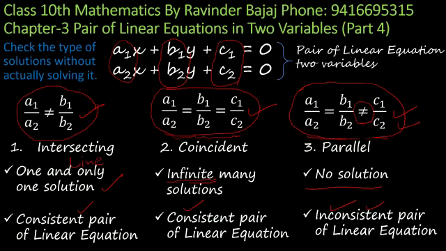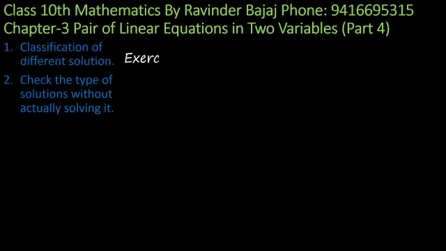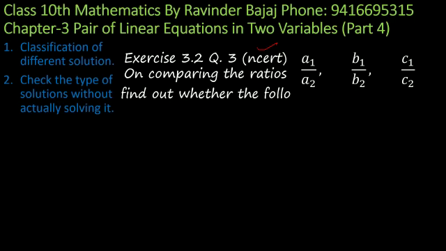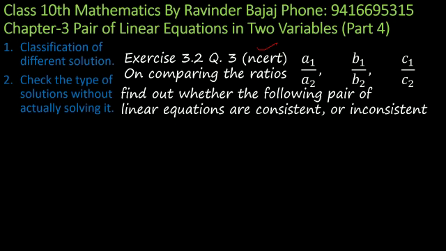Let me do two questions for you. Let's see. This is exercise 3.2 question number 3 from NCERT on comparing the ratios. What are the ratios? A1 upon A2, B1 upon B2, C1 upon C2. On comparing these ratios, find out whether the following pairs of linear equations are consistent or inconsistent. Means if the lines will meet, it is consistent. If it is parallel, then it is inconsistent.